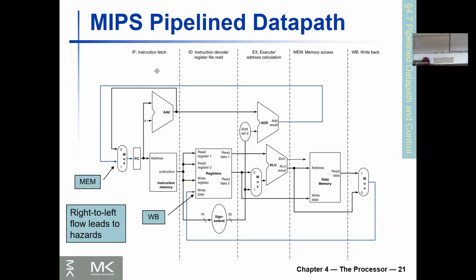Okay, we are back and we're talking about the MIPS pipeline data path. Now look at this diagram carefully. We all have the same diagram. What do we see? Do we see anything interesting?